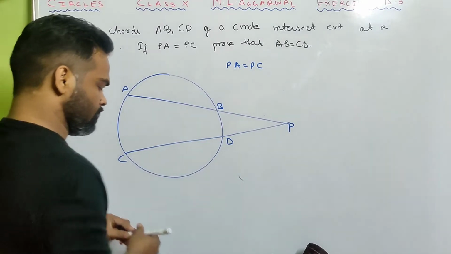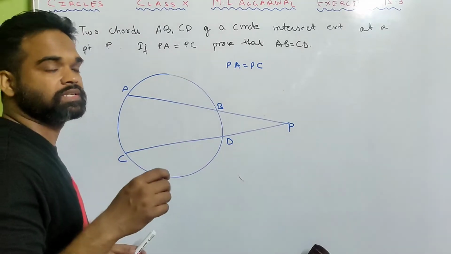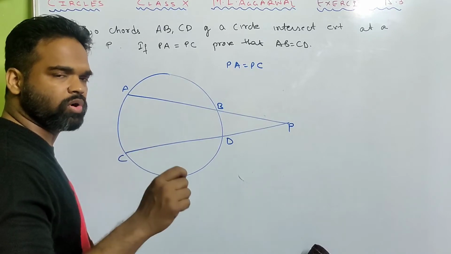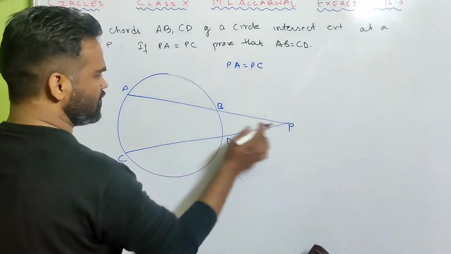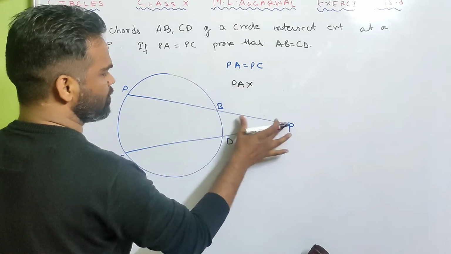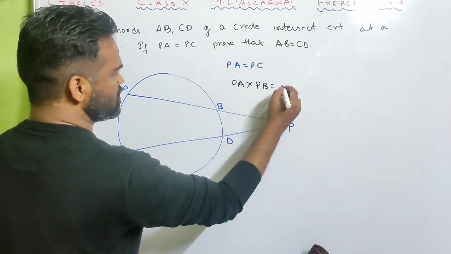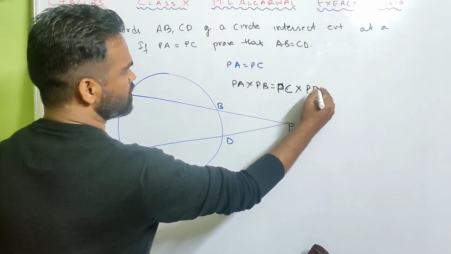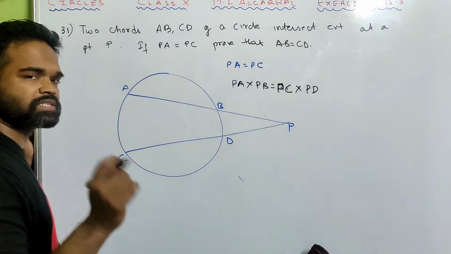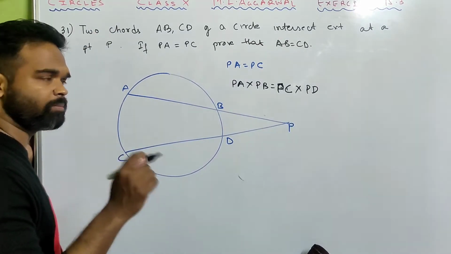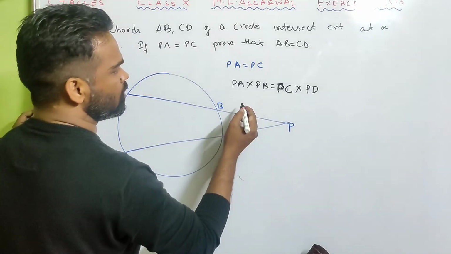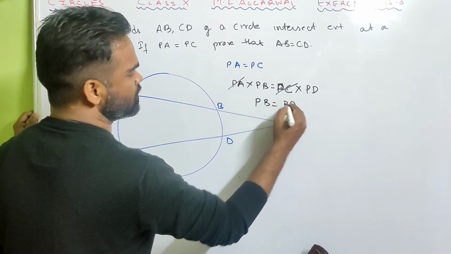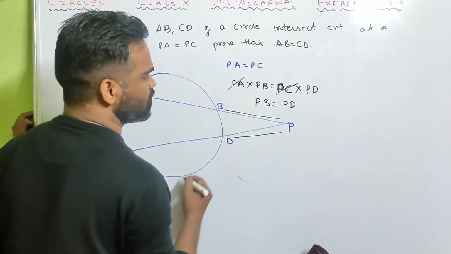Very easy. Look. First of all, we know if two chords meet externally, then the product of the length of the segments formed by the two chords will be equal, which means can I write PA multiplied by PB is equal to PC multiplied by PD. Can I write like this? When two chords meet externally, then the product of the length of the segments formed by each chord will be equal. So now PA and PC are equal. So we'll get PB equals to PD. So this and this length are equal.